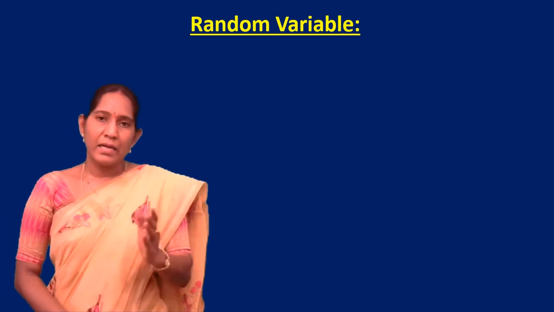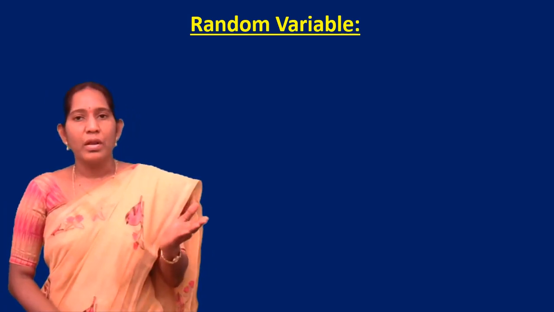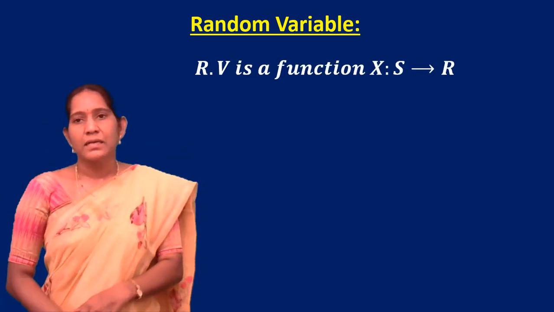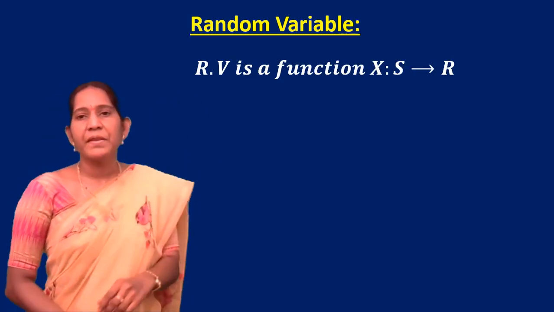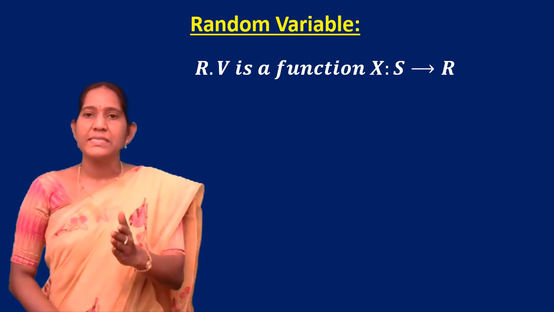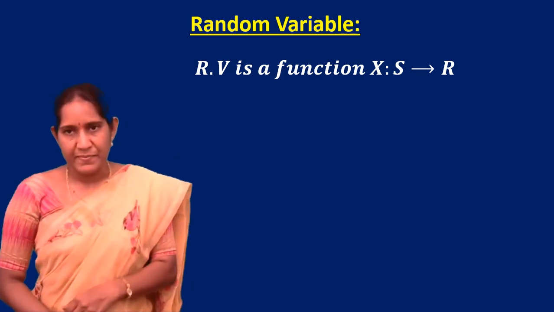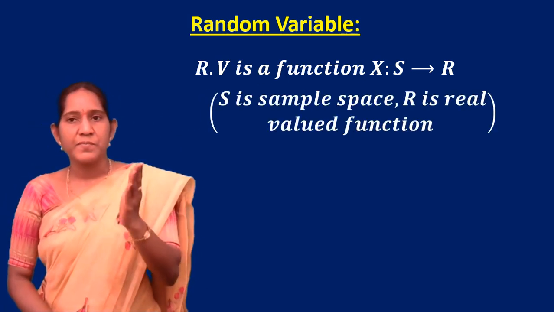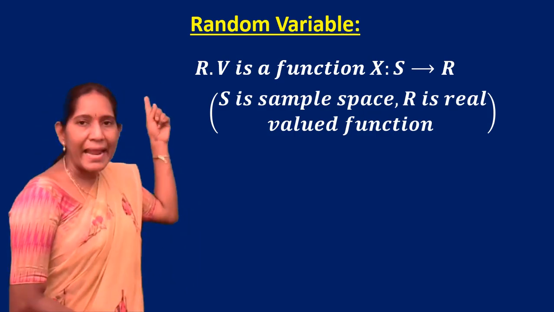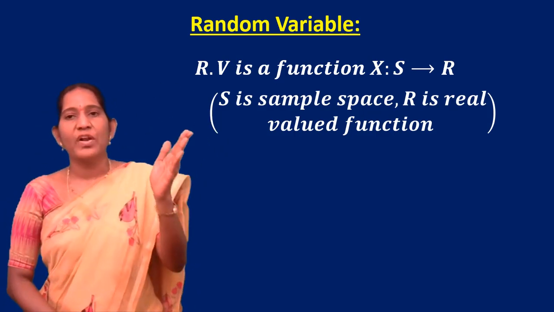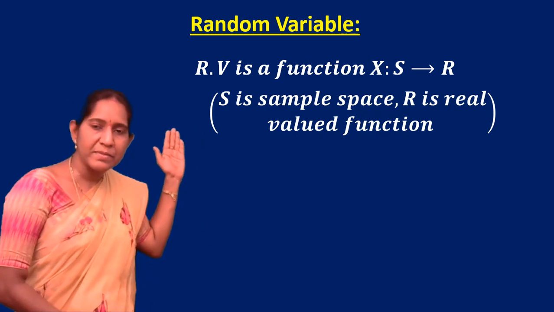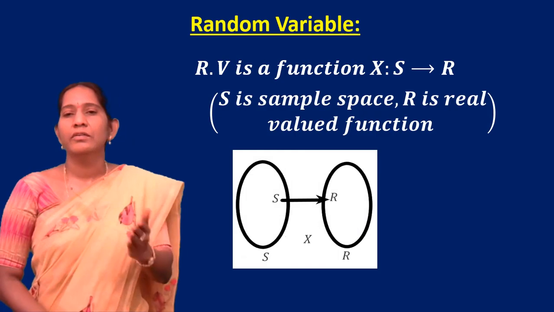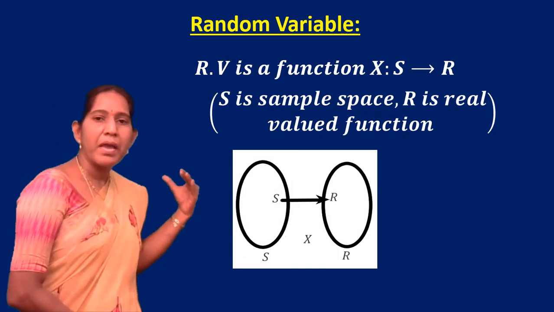Now, talking about random variable. Random variable, which is like a function, is denoted by capital X, where the domain is the sample space of the given random experiment. And output is always a subset of real numbers. So, random variable is a function X from S to R, where S is the sample space and R is the real valued set. See the figure, random variable X from S to R.